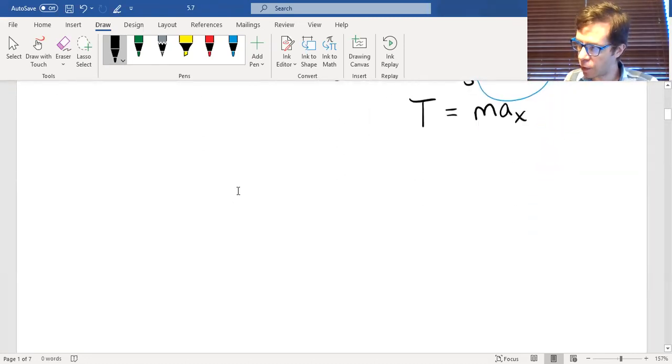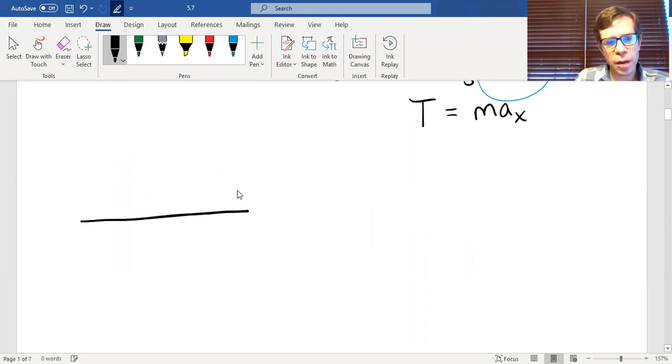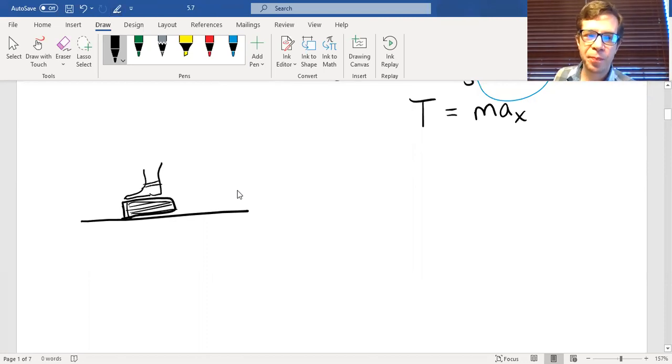The next case I want to consider, this video is just going to be case after case set up down to the equations, is an object sitting on a surface. In the book, this example is a book with a hand, looks more like a foot. We'll just make it a foot. So somebody's stepping on the book and pushing it down on it.